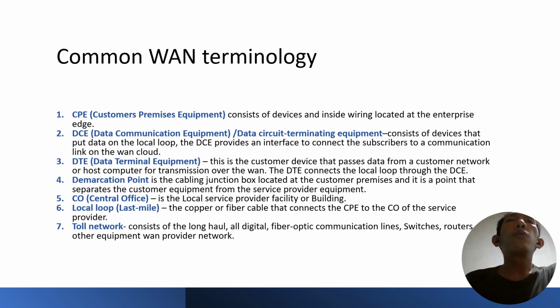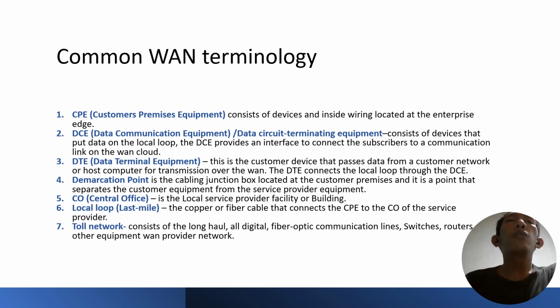There are common WAN terminology used. First is the CPE, or the Customer Premises Equipment. It consists of devices and inside wiring located at the enterprise edge. Second is the DCE, or the Data Communication Equipment, also named data circuit terminating equipment. It consists of devices that put the data on the local loop. The DCE provides an interface to connect the subscribers to a communication link on the WAN cloud.